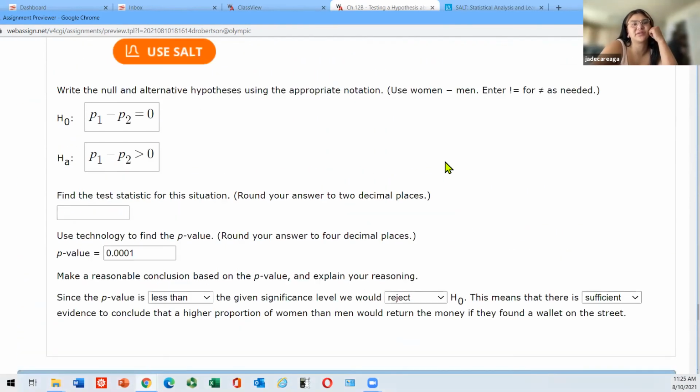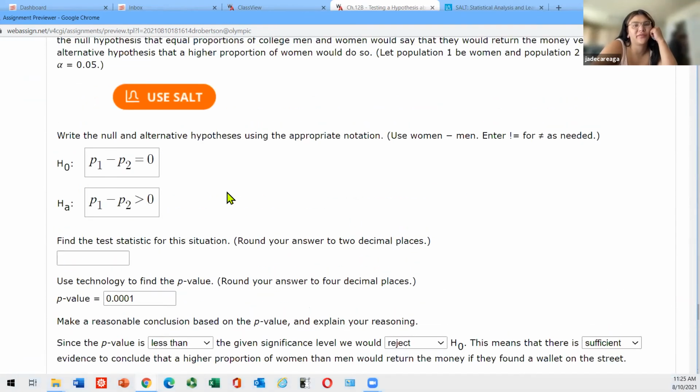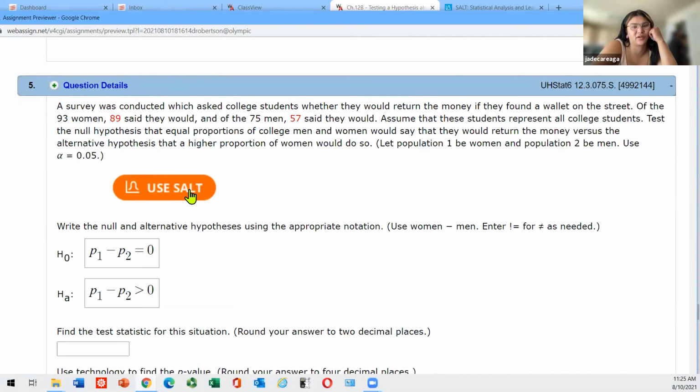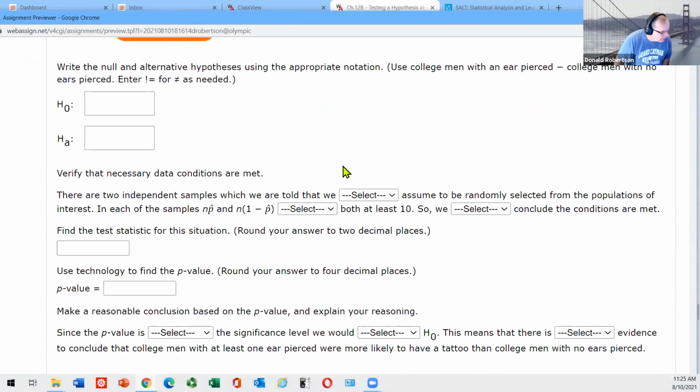I have a question. For this, you went to inferential statistics and then it's under the 2 sample proportion, right? Yes. Okay. Let's do a last one.